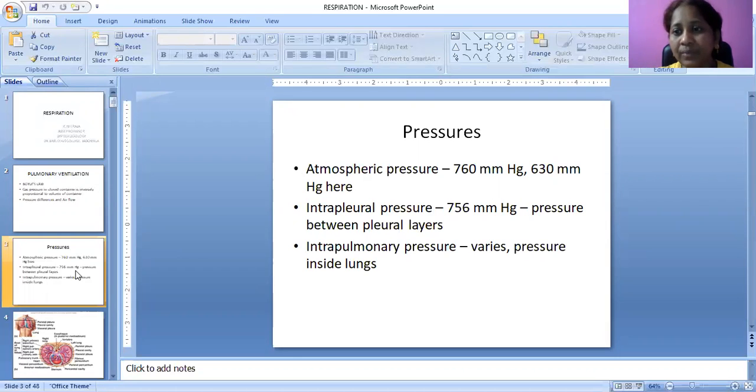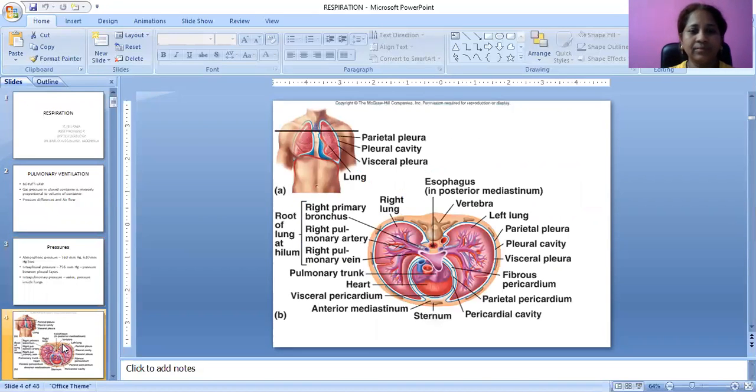Here, due to pressure differences, air will be flowing. Atmospheric pressure is there, intrapleural pressure is there, and the pressure between the pleural layers. Here, the lungs.